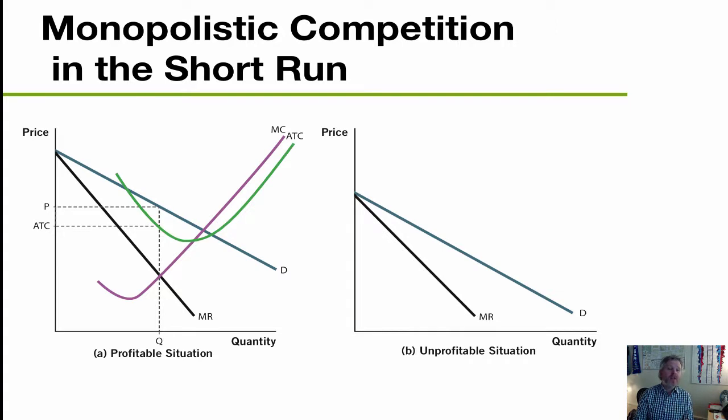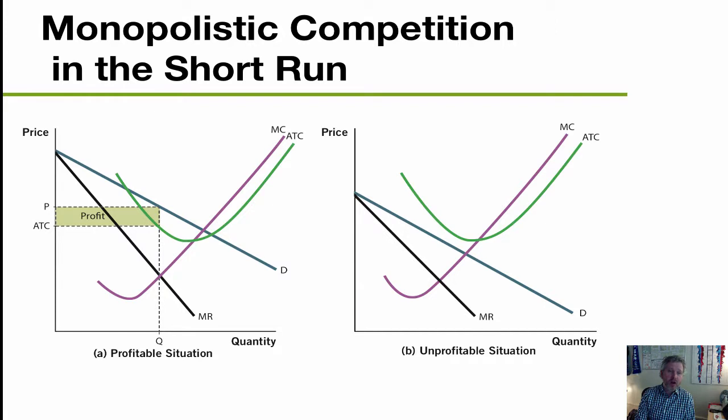Notice that price for this firm is above average total cost. That means that firm is going to make a profit. They will make the distance between the average total cost curve and the demand curve at the quantity they're producing. That's profit per unit. They then multiply that by the quantity that they're producing. Now let's flip over and look at a firm that may be making a loss.